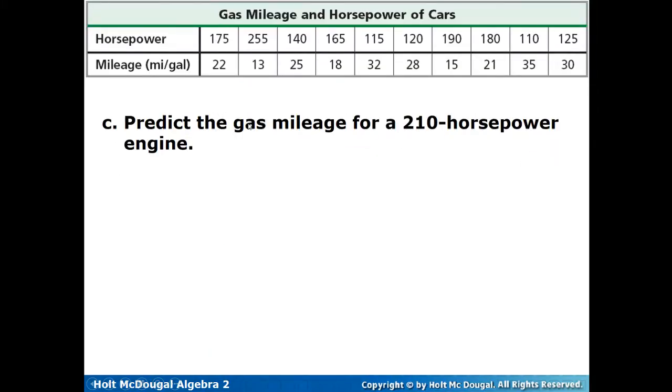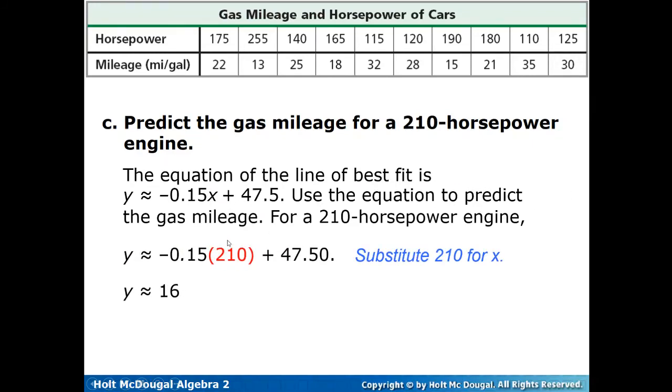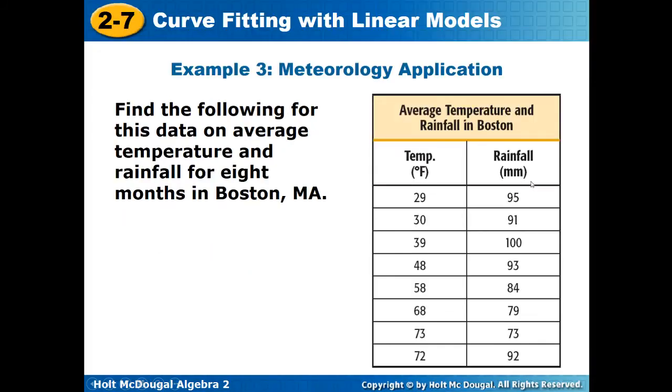Okay, so predict the gas mileage for a 210 horsepower engine. So that means the horsepower, so we know it's going to be 210. So the horsepower was our X. So we get our equation again. I'm going to pull it back up here. Y equals this. And since the horsepower was our X, we're just going to fill in 210 into our X here. All right, and when you multiply through that all, you end up getting y equals 16. So our mileage is going to be 16 miles per gallon. And there it is.